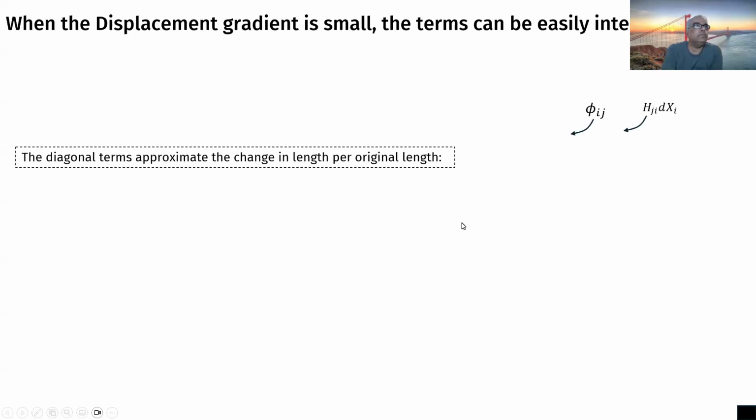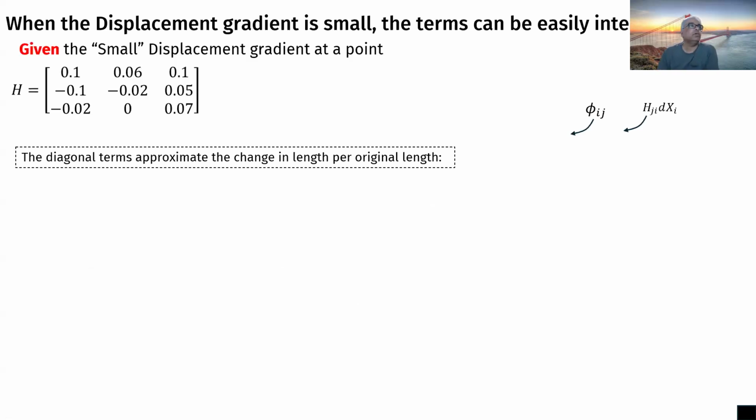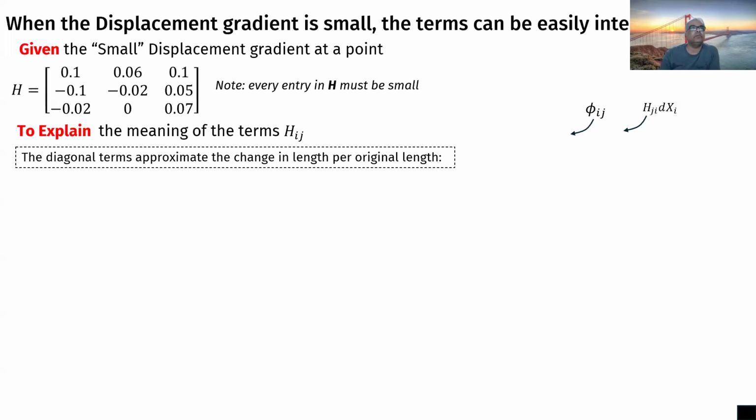Okay. When the displacement gradient is small, the terms can be easily interpreted. Let's see what I mean. So here's my small displacement. Now notice that every number there is 0.1 or less. First row is 0.1, 0.006, 0.06. Second row is minus 0.1, minus 0.02, 0.05. Last row is minus 0.02, 0, 0.07. So all of them are quite a bit small. So what we mean is that every entry of H must be small. Then we can do some interpretation.